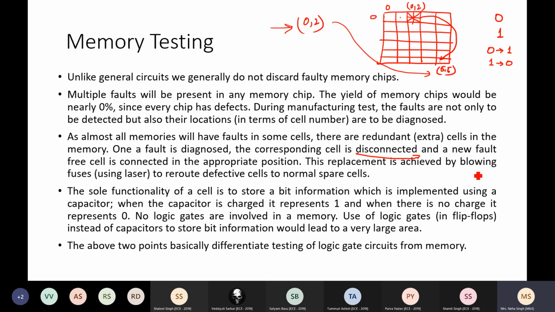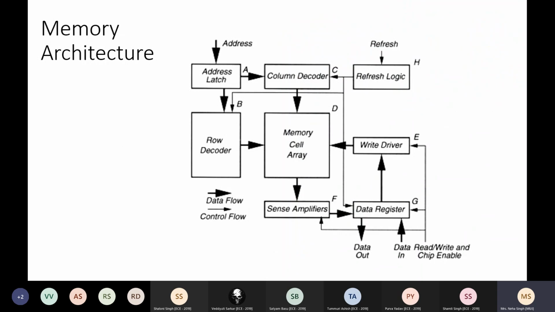This replacement is achieved by blowing fuses to reroute defective cells to normal spare cells. The sole functionality is either of these four: जीरो स्टोर करना है या एक ट्रांजिशन होगा, इससे ज्यादा कुछ नहीं होगा मेमोरी में. Therefore, it is very different from logic testing.